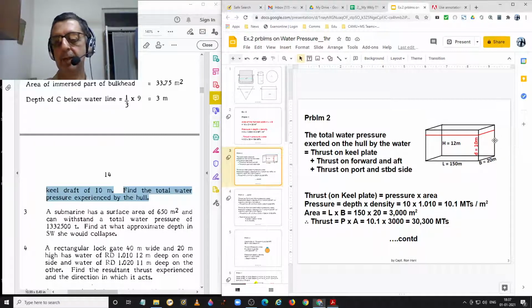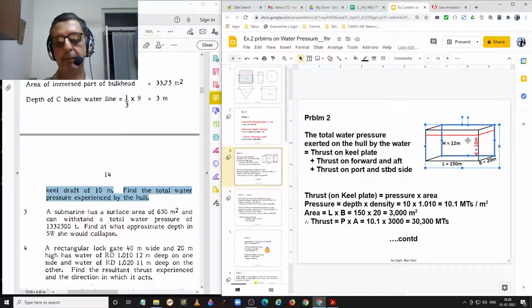So here we have a box ship vessel, the dimensions being length 150 meters, breadth 20 meters, height 12 meters, and floating at a draft of 10 meters, that is at the red line shown in the diagram. We have to find the total water pressure exerted on the hull by the water. So we have to break this up into 3 parts. The first being the keel, the flat bottom, then the vertical hull forward and aft, and also the vertical hull port and starboard.